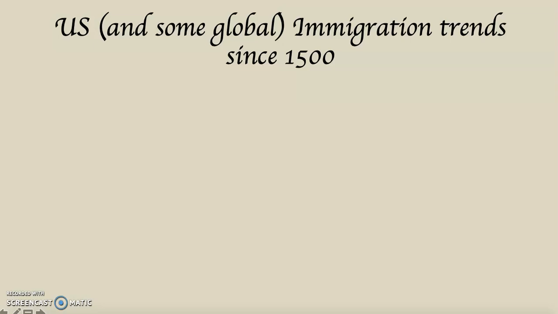We are ready to look at immigration trends for the United States and some global immigration trends since 1500. Of course, in 1492, Columbus sails the ocean blue. That radically changes movement of humanity on this planet, which really continues 5 centuries later to this very day.